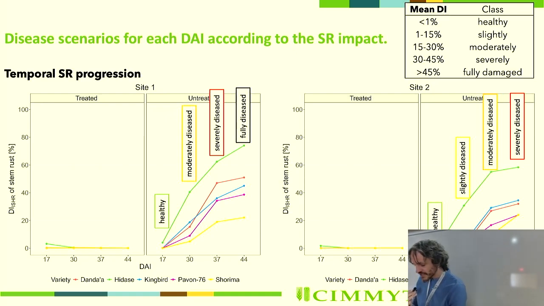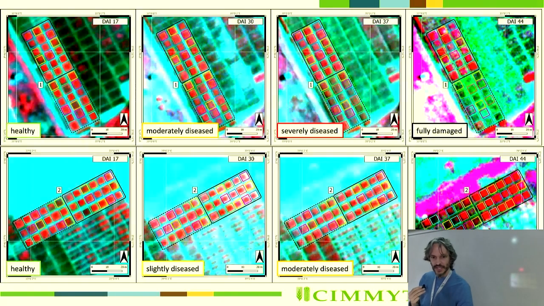So how does this look in the data, in the satellite data? So this is on both sides, the healthy conditions, and then this one with the dashed line is the untreated block, and this is the treated block, and the same here. This is the untreated and the treated one. And what you can see clearly is from severely or here moderately, you get close to fully damaged plots, and this is where the canopy looks different, right?